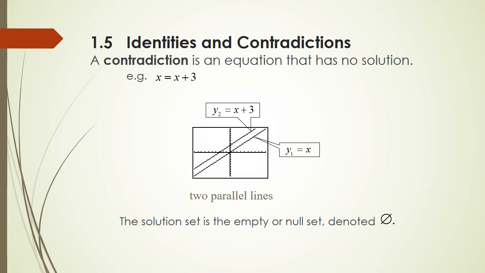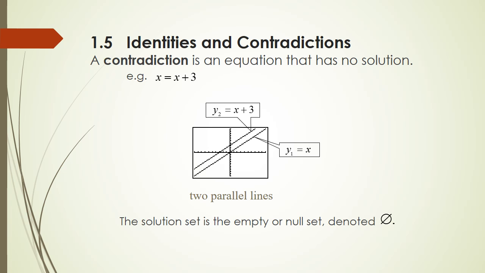Okay, identities and contradictions. A contradiction is an equation that has no solution. For example, x equals x plus 3. If you graph these two things, you get parallel lines. Notice the slopes are the same. The slope for both of these is 1. Parallel lines never intersect, therefore they have no common points.